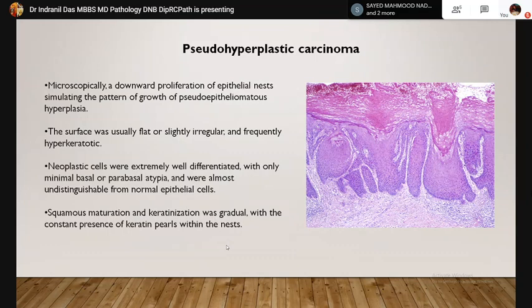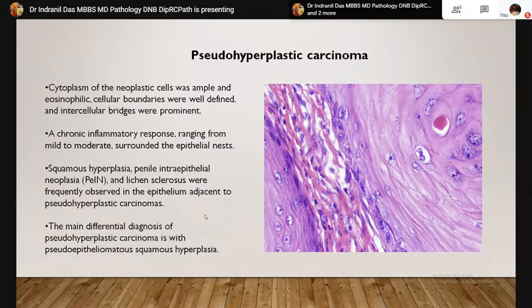The surface is usually flat or slightly irregular and frequently hyperkeratotic. Neoplastic cells are extremely well differentiated with minimal basal or parabasal atypia. The squamous maturation and keratinization is gradual. The cytoplasm of the neoplastic cells is ample and eosinophilic. Cellular boundaries are well defined. Chronic inflammatory response may be present in the background. Squamous hyperplasia, penile intraepithelial neoplasia or lichen sclerosus are frequently observed in the adjacent tissue.